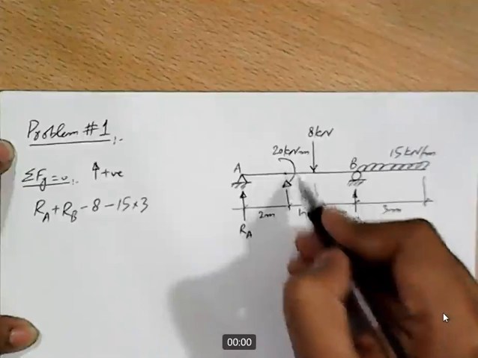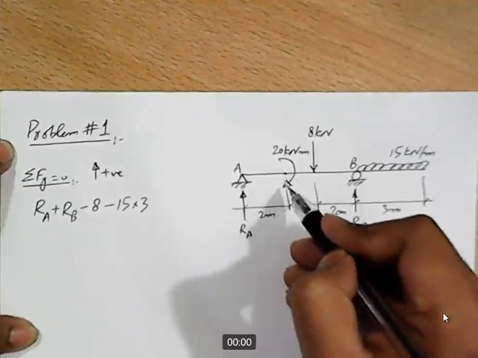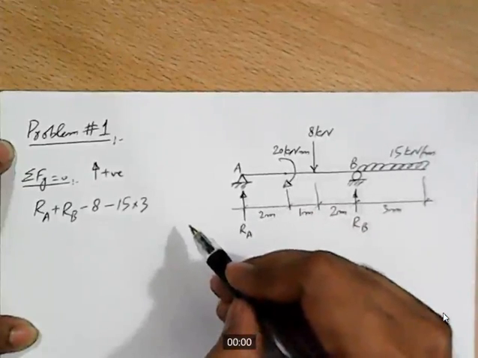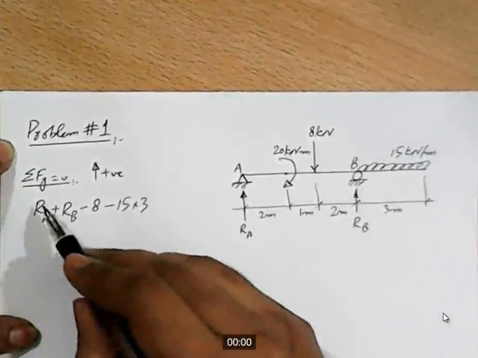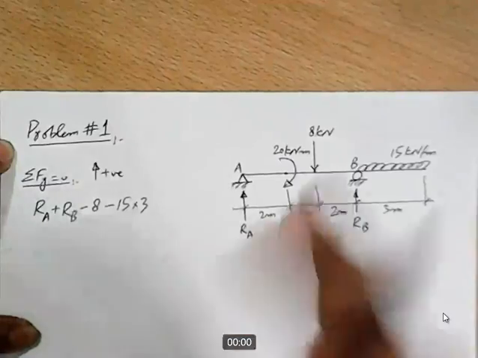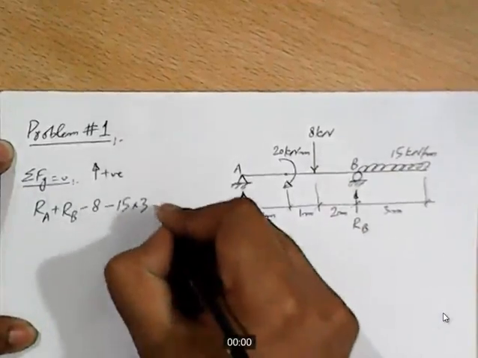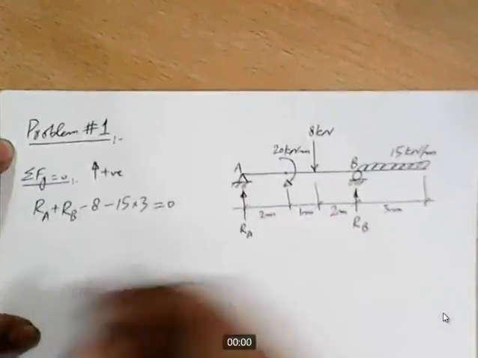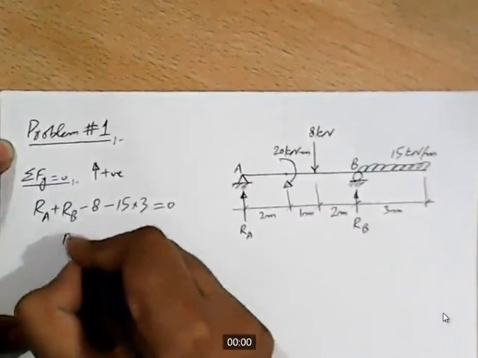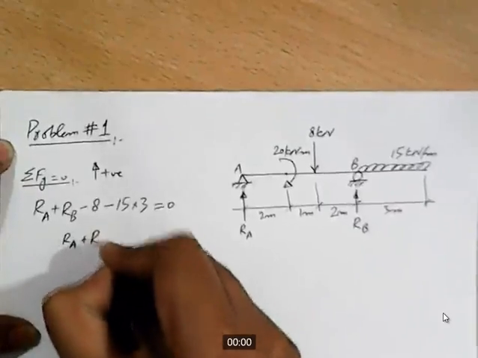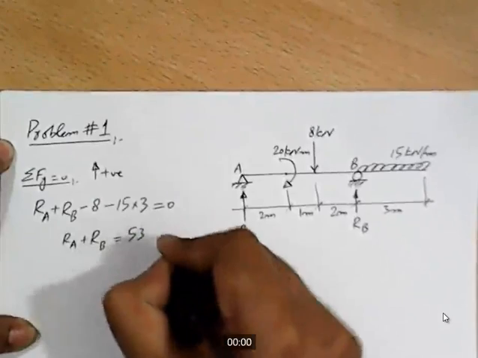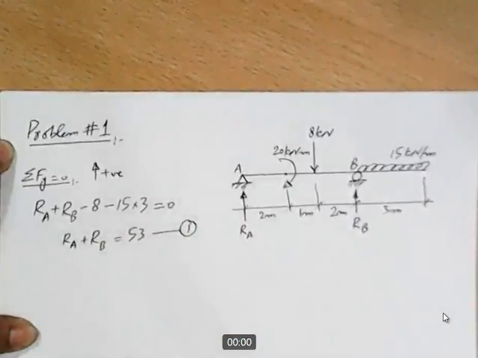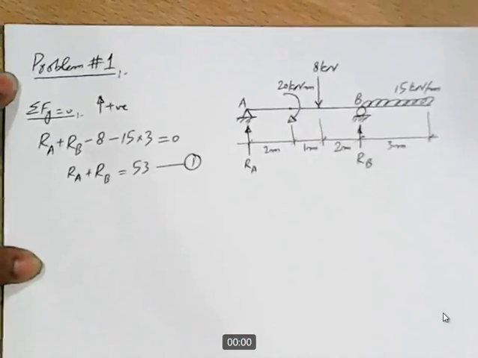And what about this moment? This moment will not come in this equation because we are applying sigma Fy equal to 0, and we are applying it on the forces, not on the moments, and this should be equal to 0. If we rearrange this equation, we get RA plus RB equal to 53, and in this equation we have two unknowns, so we cannot solve this equation.